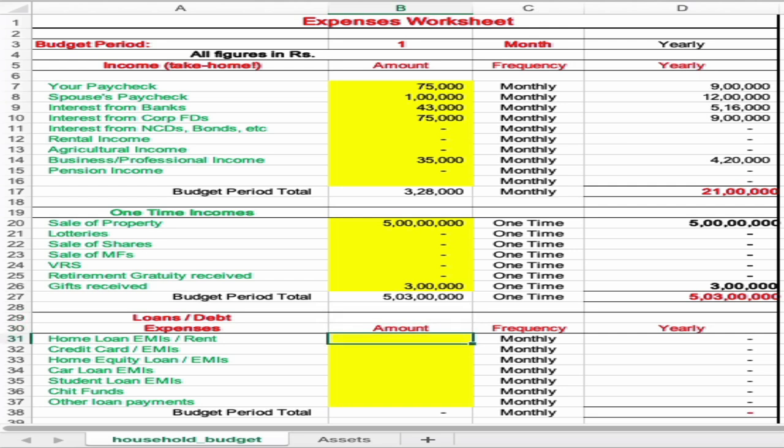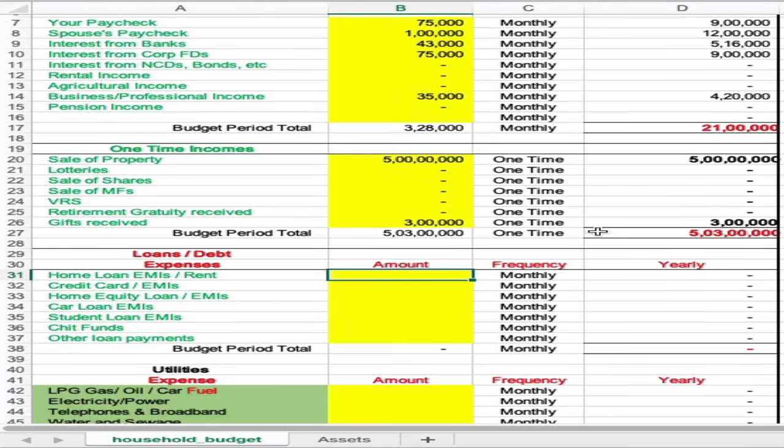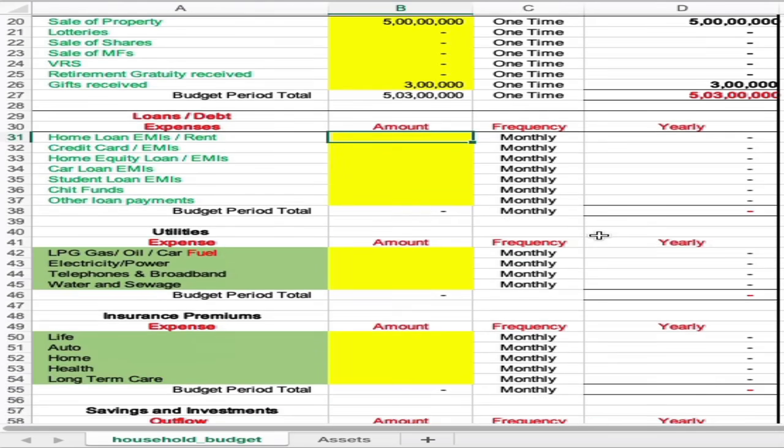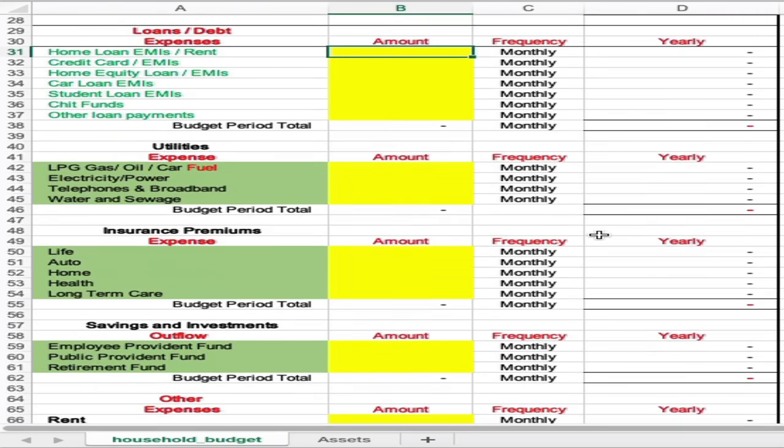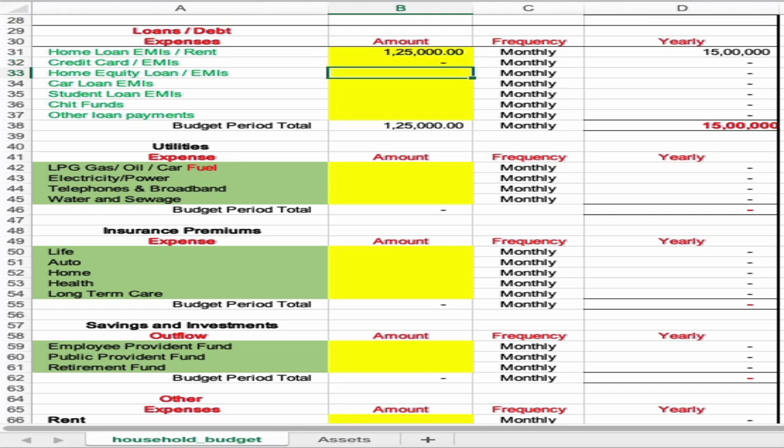Now we come to the important part of loans and debts. So let me scroll up. Let's say you are paying a home loan of 1,25,000 per month. Credit card EMI is nothing. Home loan EMIs, this could be even rent or EMIs. I put it there, so I am going to skip this one.